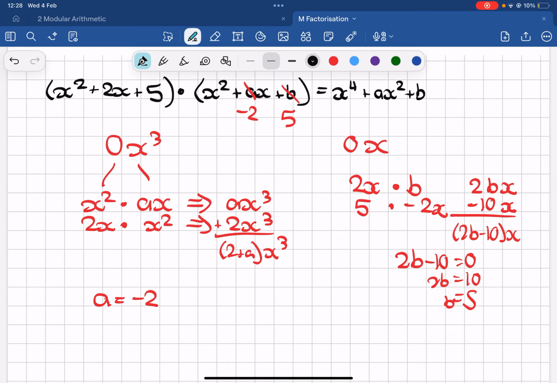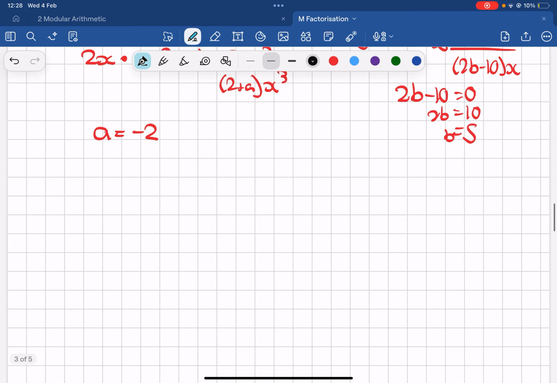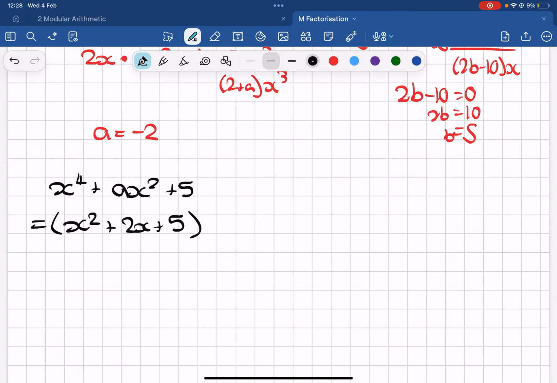Cool. So we now know that x to the 4 plus ax squared plus b equals x squared plus 2x plus 5 multiplied by x squared minus 2x plus 5.